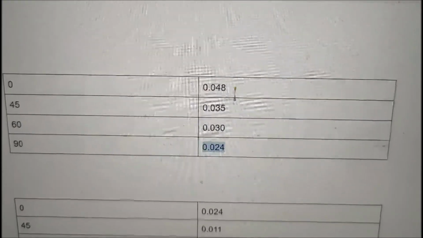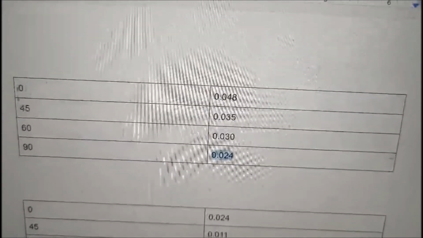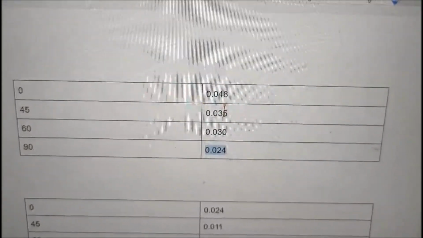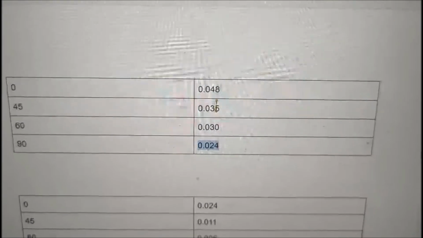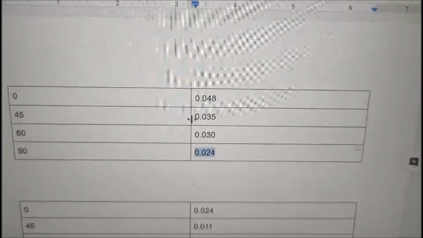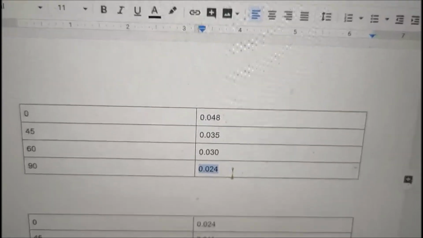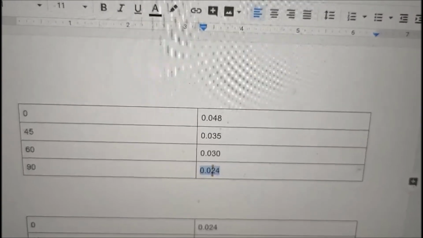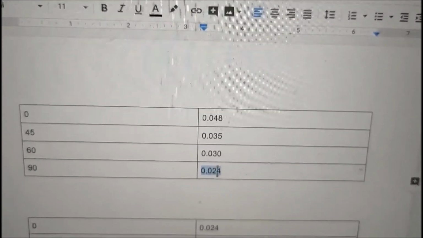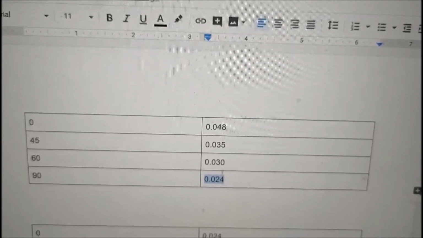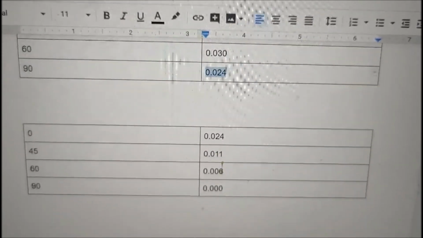Okay, we got our data. This is the data I got. The first column is the angle between my sunglasses and the screen, and the second column is the intensity of light. I noticed that at 90 degrees there is still light passing, and this light should be the environment light. So I subtracted this number from every other value, and then I got this data.